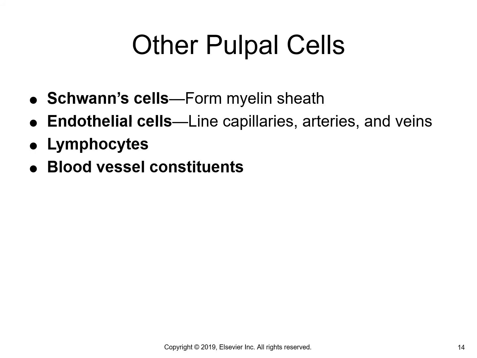Some other pulpal cells that are discussed in the book are the Schwann cells, which I know you guys have discussed in anesthesia, and we touched on briefly. They form the myelin sheath around nerves. The endothelial cells line our capillaries, arteries, and veins. There's lymphocytes and blood vessel constituents as well.